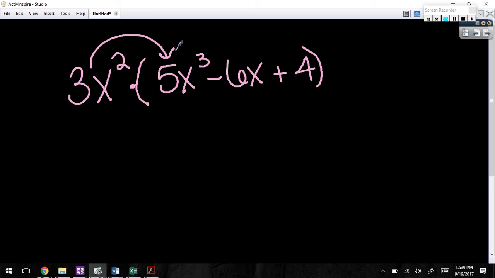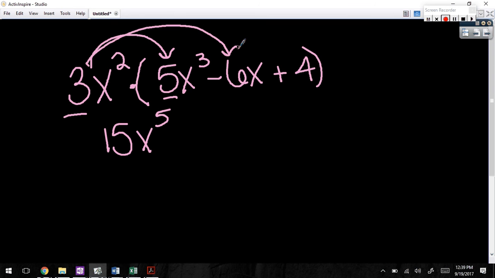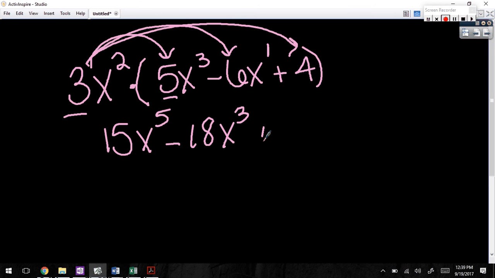What do you get? 15x to the fifth. So you multiplied the coefficients and got 15. You added the exponents and got 5. Everybody got 15x to the fifth for the first term? All right. Negative 18x to the third, because there's an imaginary 1. Absolutely. Plus 12x squared, because there's no x.